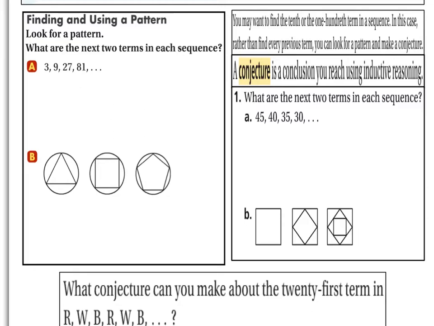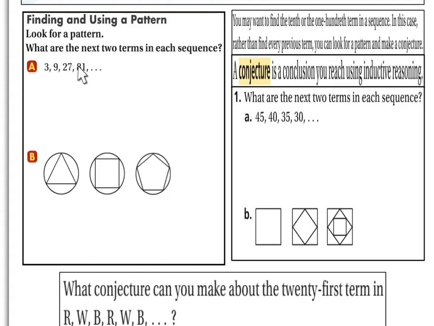We have to figure out how it's going from 3 to 9 to 27. If we go from 3 to 9, we added 6, and then we would add 18 to get to 27. Well, that isn't going to work because that's not the same. So maybe we look at multiplication. 3 times 3 is 9. 9 times 3 is 27. 27 times 3 is 81.